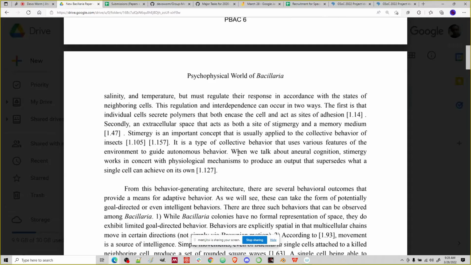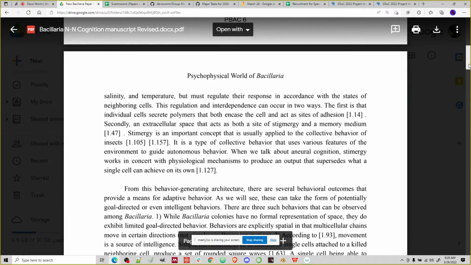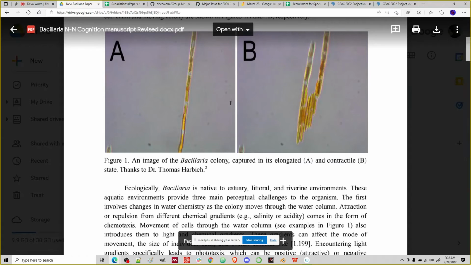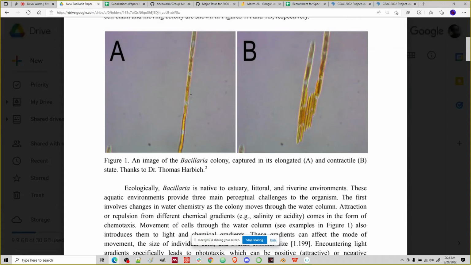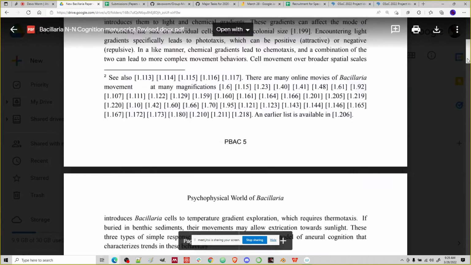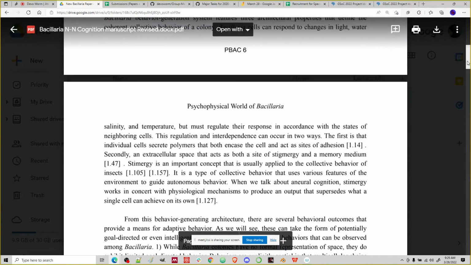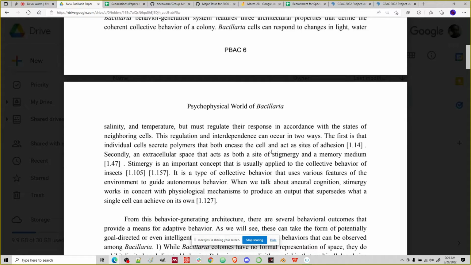what's interesting is these extracellular spaces. If you look here at these cells, you can't really see it, but along the edge there's this extracellular space. And this is where a lot of the interactions are mediated, because there's this adhesive area. So the extracellular space acts as a site of stigmergy, which is what we might call collective intelligence, using different mechanisms in that area to coordinate collective behavior.